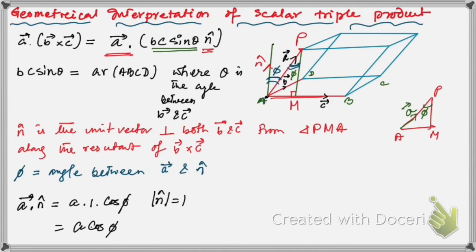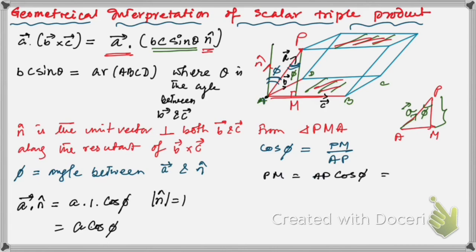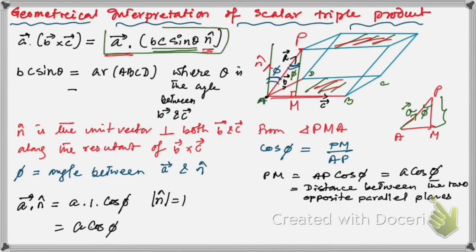So this is vector A. What does PM mean here? It is the perpendicular distance between these two planes, that means the height of the parallelepiped. So cos phi will be given by PM by AP. So PM will be equal to AP into cos phi. AP is the vector A, so the length of AP is the magnitude of vector A. A cos phi is the distance between the opposite parallel planes. So hope you have understood.